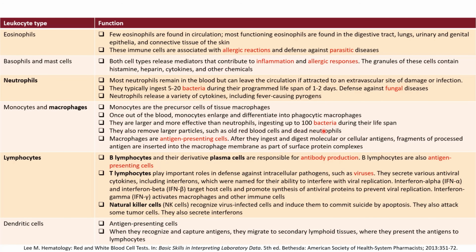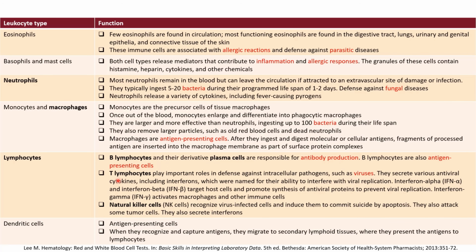Macrophages are not only important in bacterial infections, but they're also antigen presenting cells, so they activate lymphocytes. And of course, the three types of lymphocytes. B lymphocytes are the ones that result in plasma cells that make antibodies. B lymphocytes themselves are also antigen presenting cells, so they can work with T cells. T cells, there are different types.